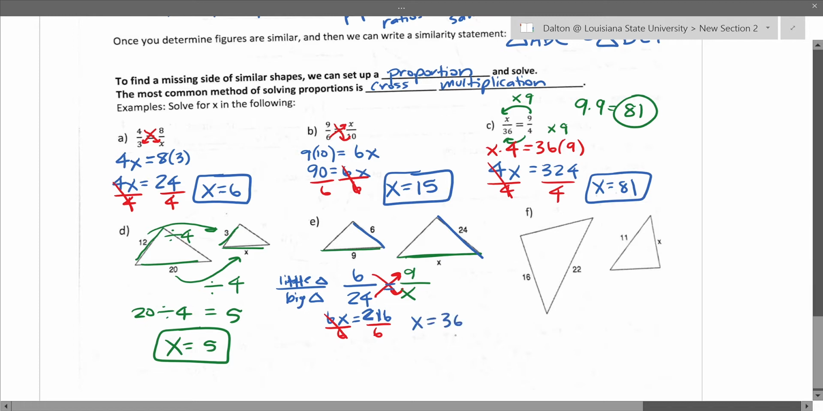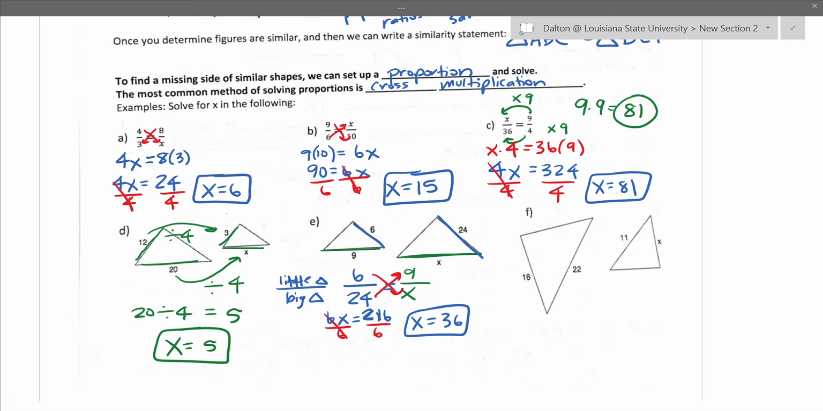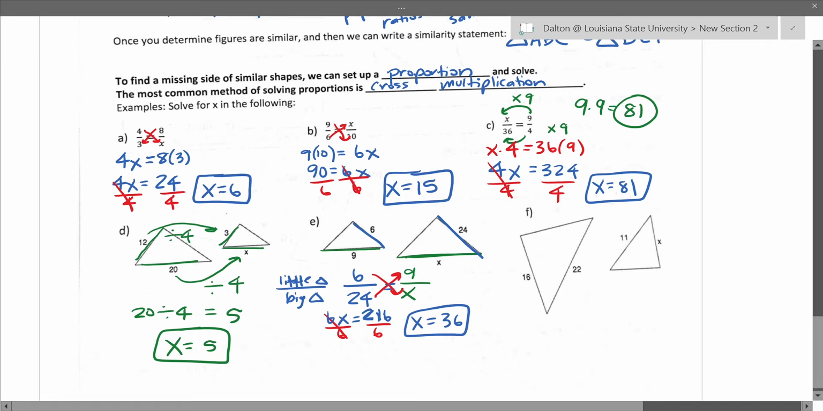Now, this is not the only way you can solve that problem, and maybe some of you have figured that out. You can set this up in so many other ways. Other ways you could have set up the proportion were maybe you did 6 to 9 is equal to 24 to x. That would have been okay. It's not comparing little to big. Remember, this was just one example that I showed you. You also could have set it up as x over 9 equals 24 over 6. And there are a couple of other ways you could have done it too, so all of these are okay.